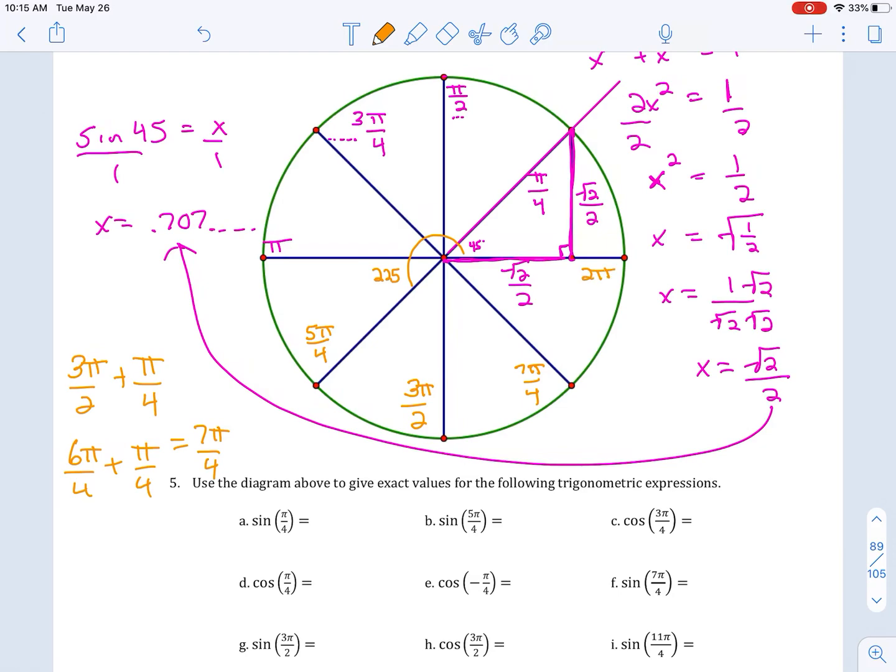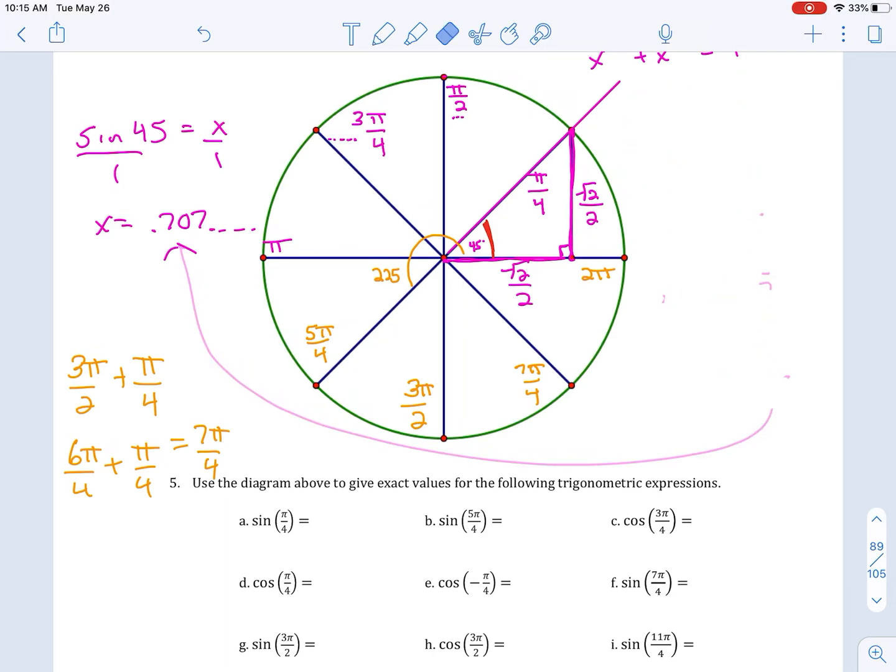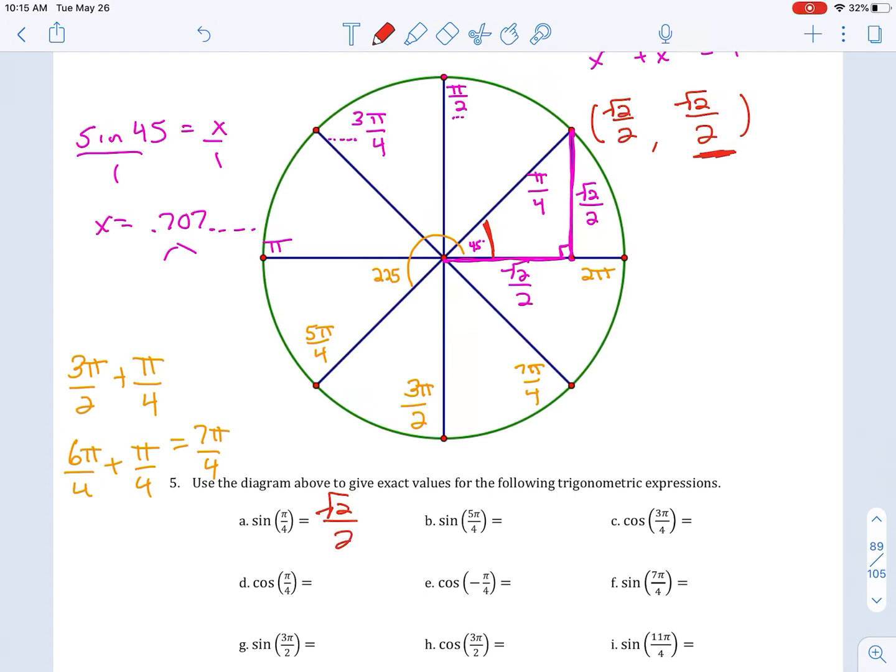All right, so sine of pi over 4. Now the time to do the actual work. Okay, here's pi over 4. Sine is the y value, okay? So let me erase all of this stuff over here. It's the y value. Okay, so what was this coordinate again? It was the square root of 2 over 2, comma the square root of 2 over 2. What's the y value? It is the square root of 2 over 2.